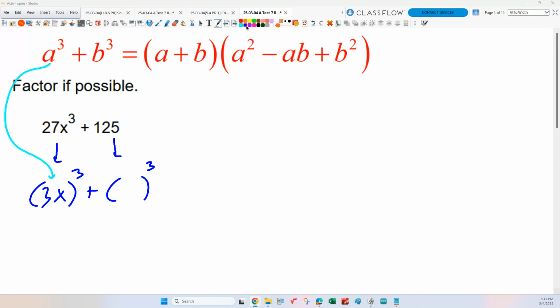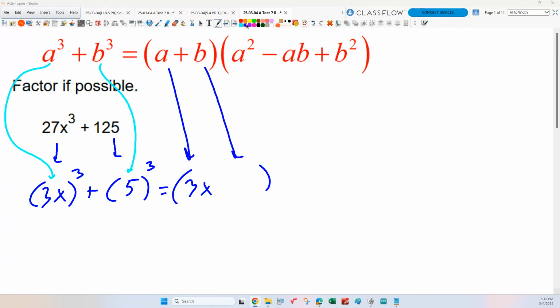right? What are we cubing to get 125? 5. Okay, so 5 is our B, right? And then we're just going to follow this pattern. So I get A, which is 3x, plus B, which is 5. The only really tricky part is the next term.